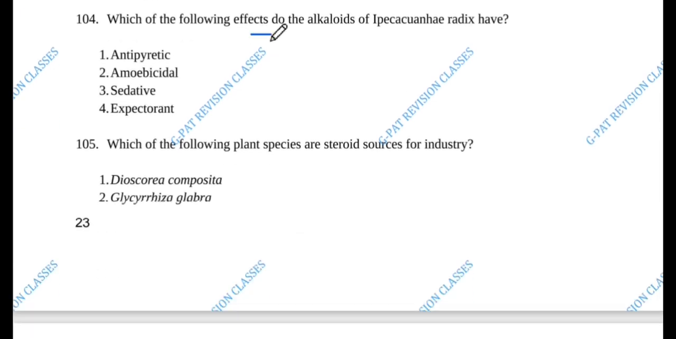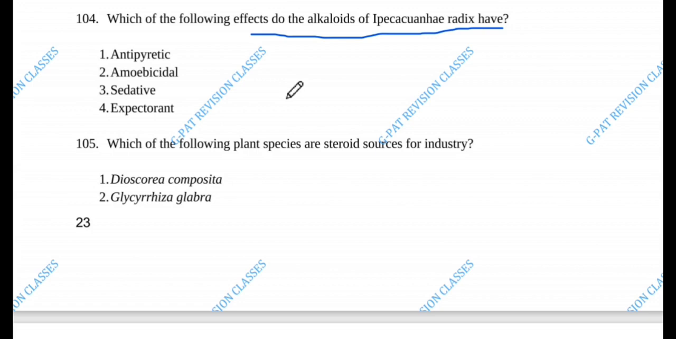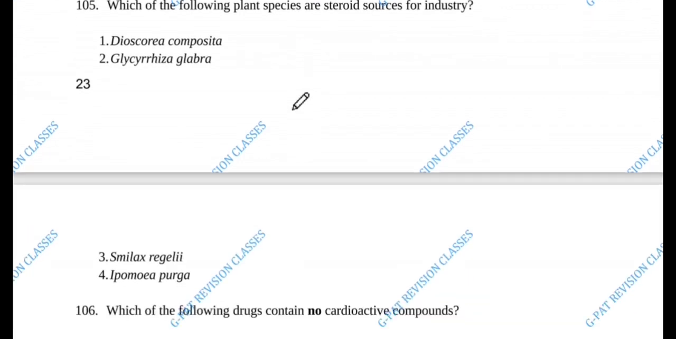Which of the following effects do the alkaloids of Ipecacuanhae radix have? The answer is C, that is third, sedative. The answer is 3. Okay. Next is question number 105. Which of the following plant species are steroid sources of industry? The answer is Glycyrrhiza glabra. The answer is second.